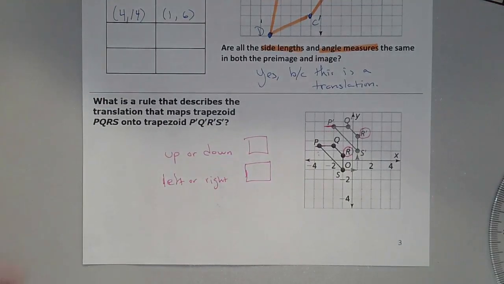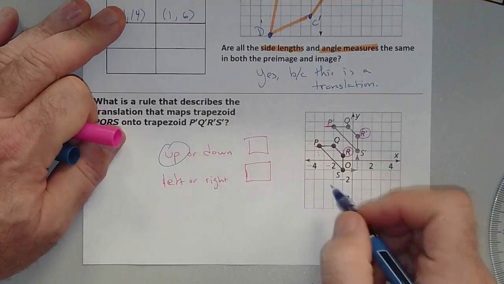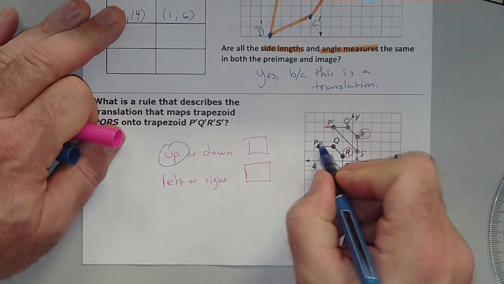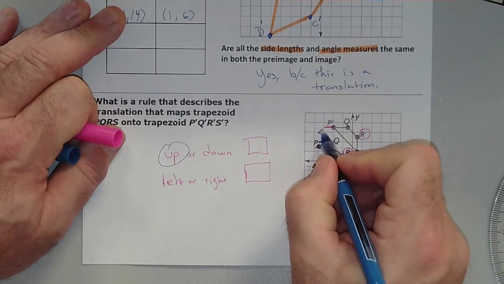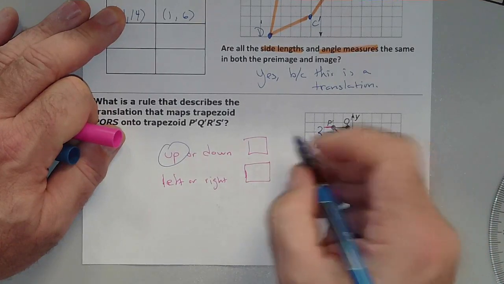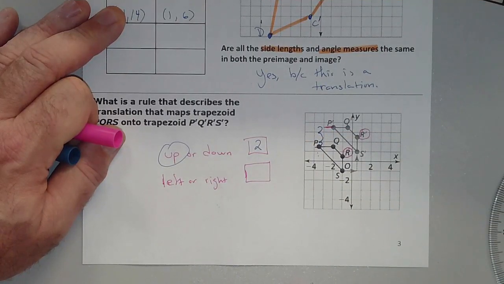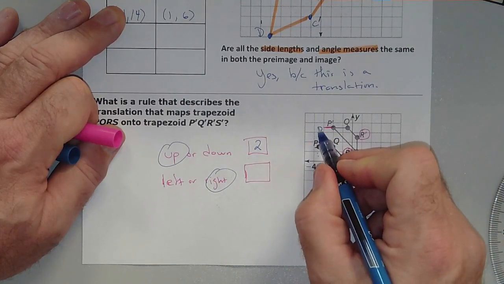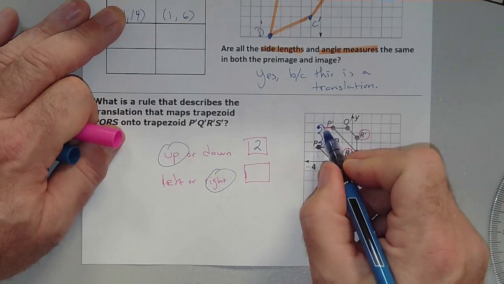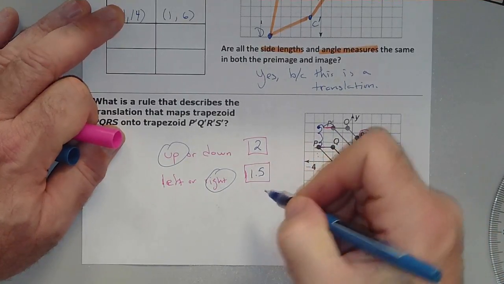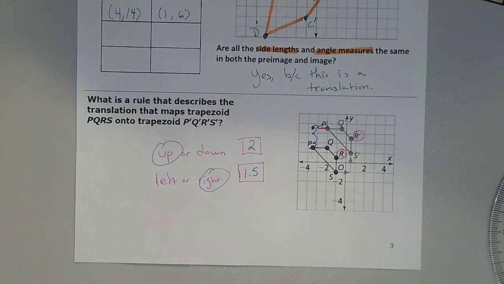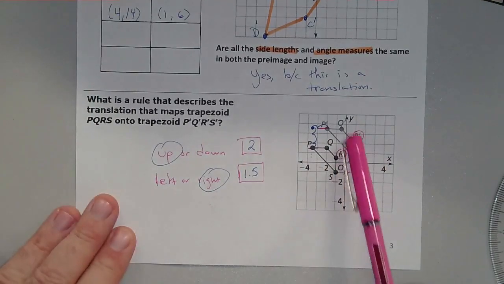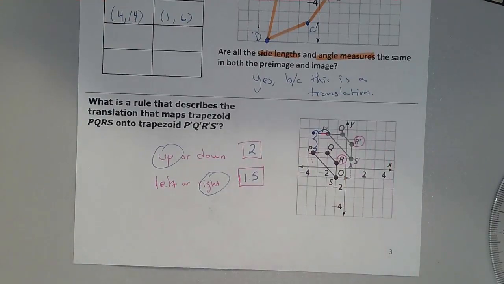All right, when I look at this, has it moved up or down? Definitely moved up. How much has it moved up? So I go a half, then a whole, then a half. So 1 plus a half, plus a half, it went up 2. Did it go left or right? It went to the right. So now I'm here. I went a half, and then a whole. So that's 1.5. Are all the angle measures the same in this? Yes. Are all the side length measures the same? Yes. So we just have a simple translation that was up 2 and right 1.5.